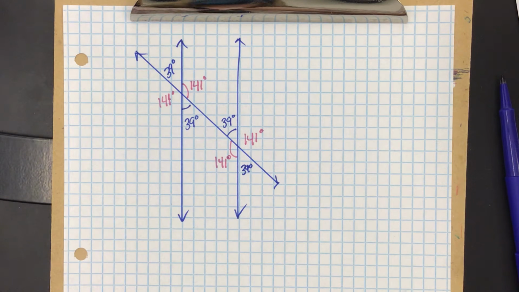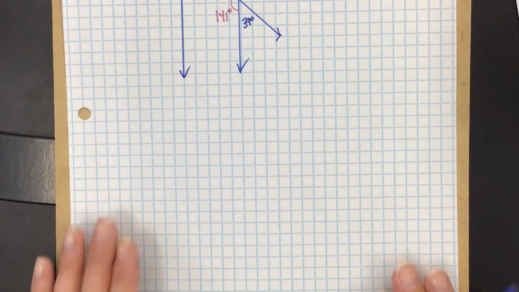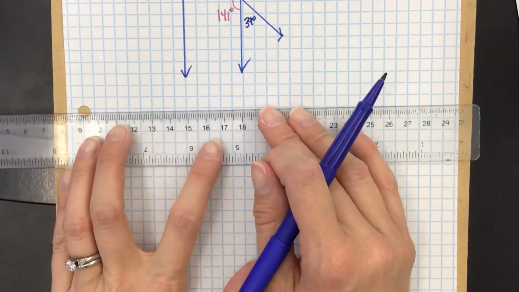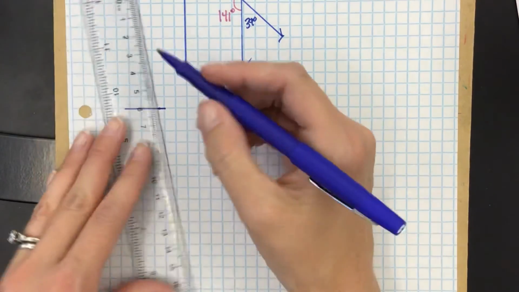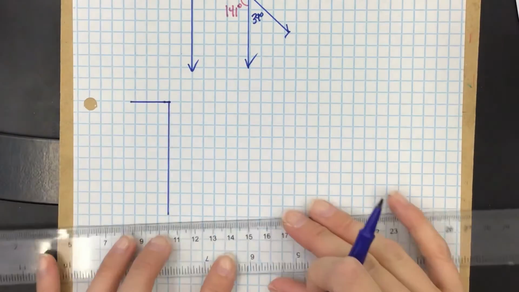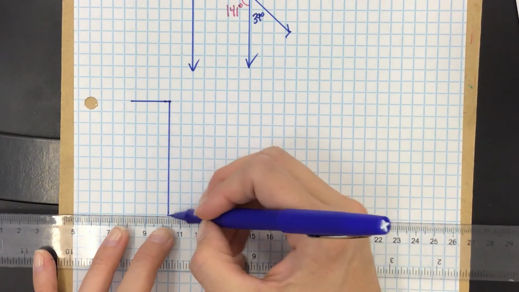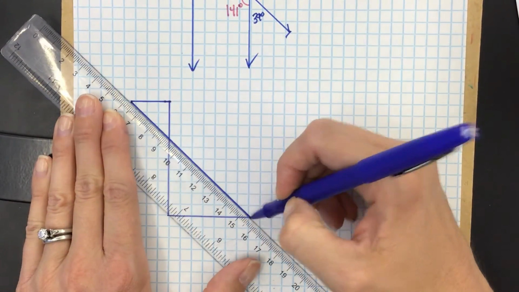Okay, is there anything else you guys would like to go over? Yeah, Pranav. Can you do similar triangles? Absolutely. I love me some similar triangles. Okay.